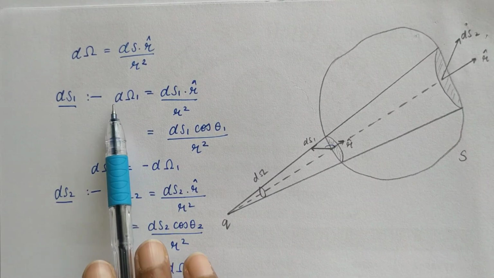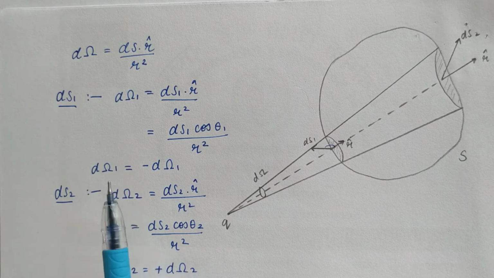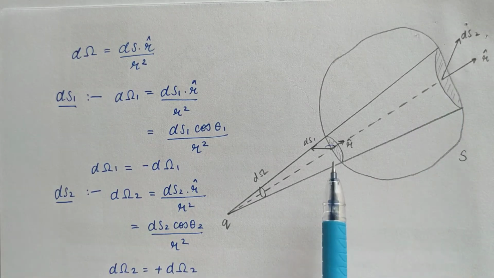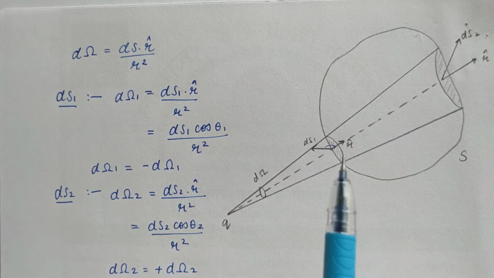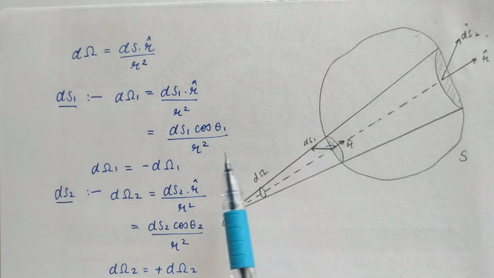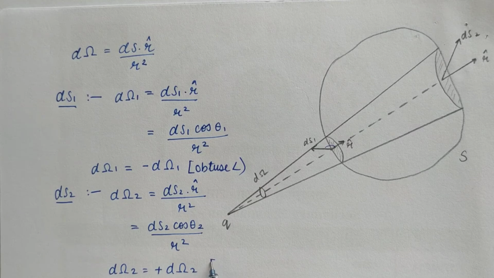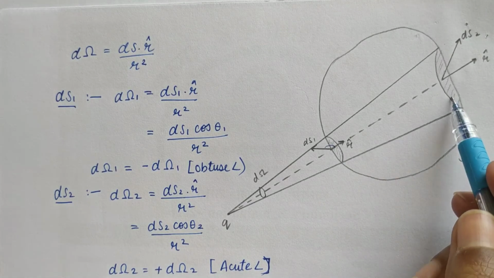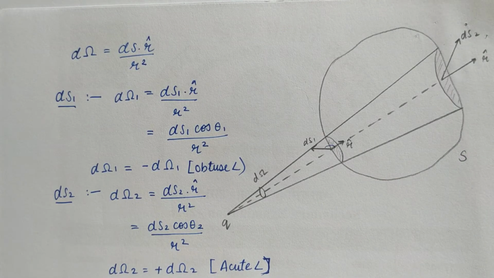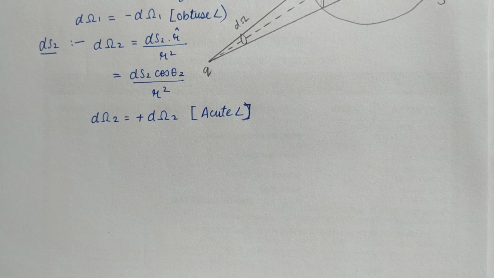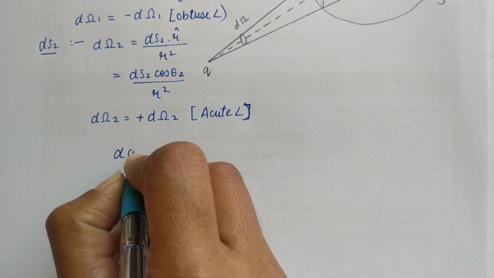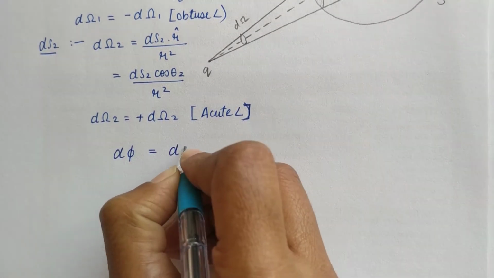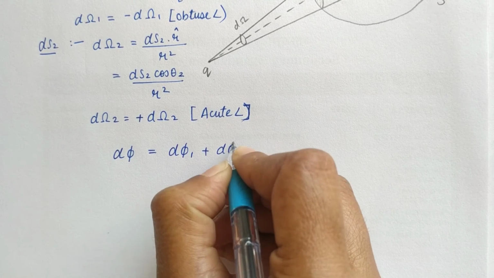We have taken the values of the solid angle d omega 1 and d omega 2 for the first area and second area, that is ds1 and ds2. And we took this angle negative because it is an obtuse angle, and this is positive because it is an acute angle. So the flux contributions due to ds1 and ds2 are d phi 1 and d phi 2 respectively. So the net flux contribution due to both the area elements is given by d phi equals d phi 1 plus d phi 2.